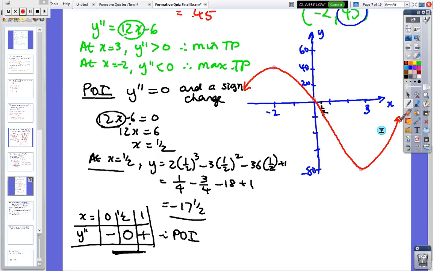Okay, so we found the y-intercepts, we found the turning points, we got their nature, and then we found the POI and made sure it was a POI by doing the test on the second derivative, and then just join the dots. Okay, come across when you're ready.